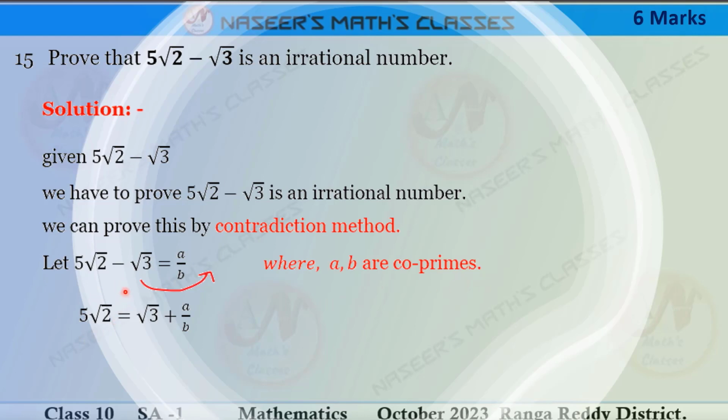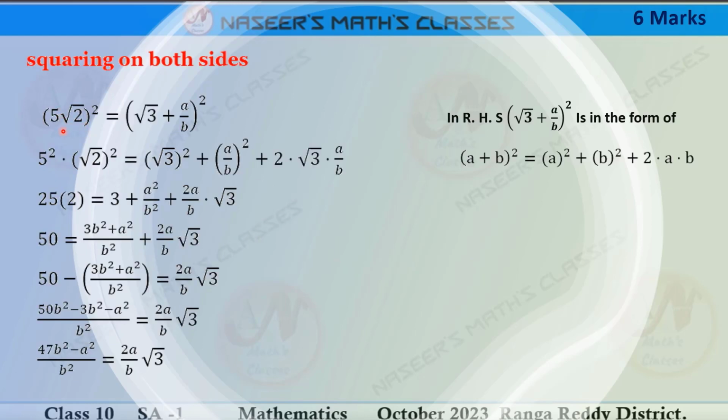Next we transpose minus root 3 from LHS to RHS, then we can write 5 root 2 is equal to root 3 plus a by b. We square both sides, then we can write 5 root 2 whole square is equal to root 3 plus a by b whole square. In RHS, root 3 plus a by b whole square is in the form of a plus b whole square, which is equal to a square plus b square plus 2ab. By using this, we can write it as root 3 whole square plus a by b whole square plus 2 into root 3 into a by b.